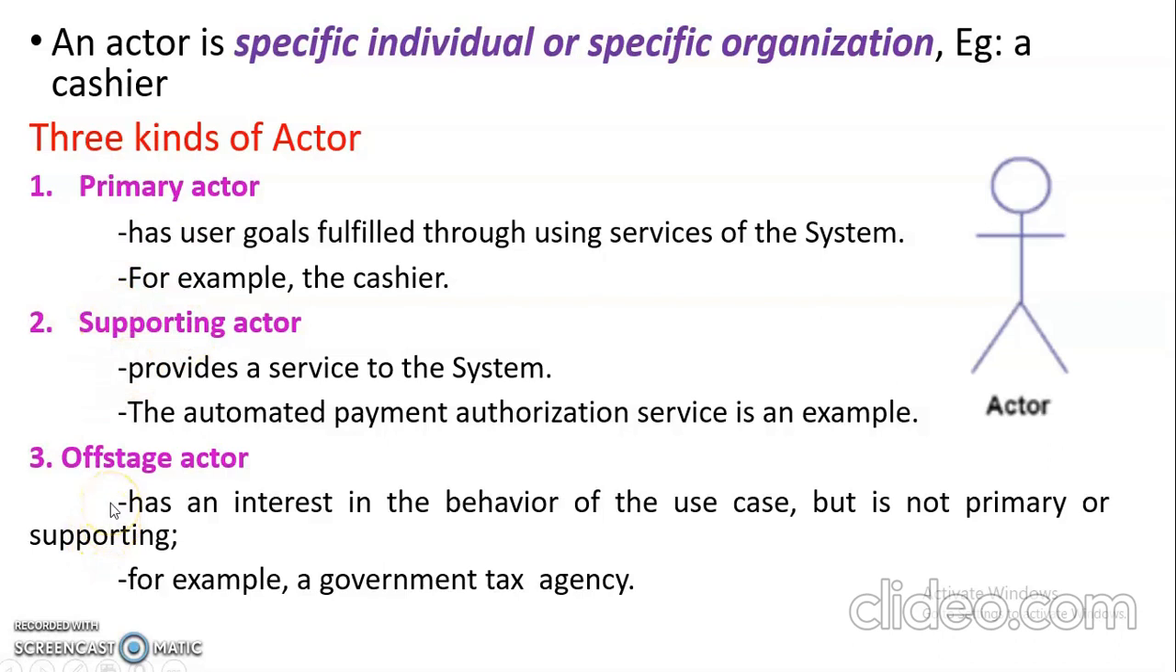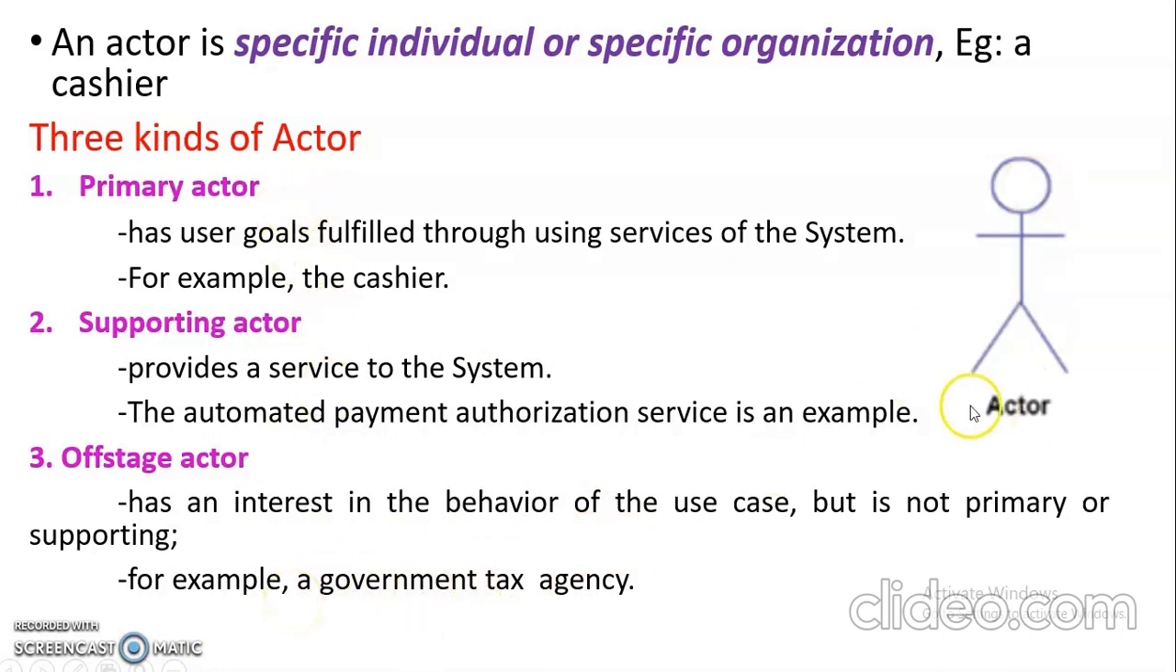Then offstage actor: they have an interest in the use case, but they are not primary or supporting. For example, government tax agencies. Assume we are going to create a use case diagram for a billing system in a supermarket. The cashier initiates the billing process, so the primary actor is the cashier, and the supporting actor may be the payment authorization service. If the customer wants to pay a bill through online payment, we need a payment authorization service, so the supporting actor could be the payment authorization service. For the generated bill as well as for the online payment, how much tax the customer has to pay will be calculated by the government tax agency or tax agency policies, right? So this is an offstage actor. These are the three types of actors.